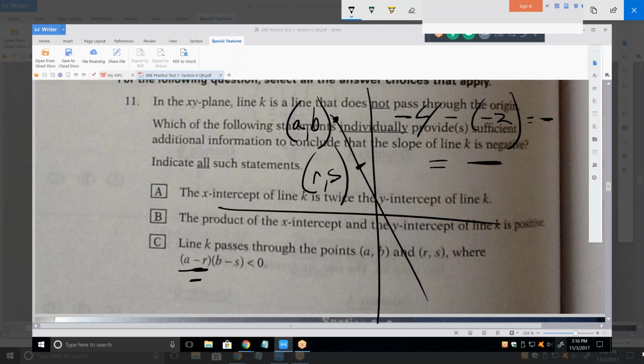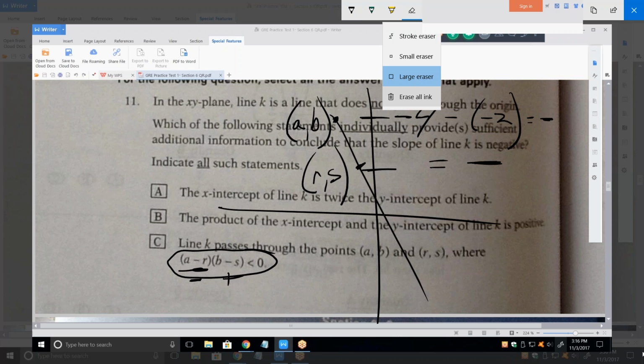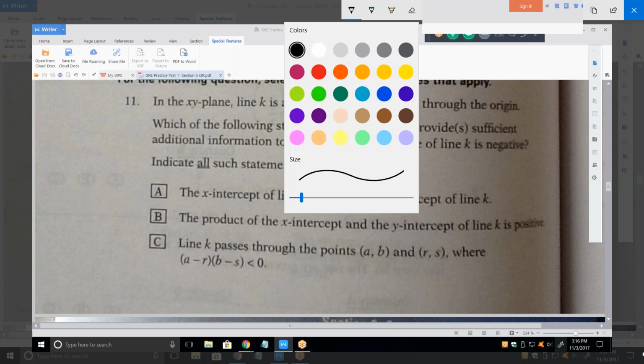How about B minus S? That's a positive number. Negative times a positive is negative. Correct. So with this particular line that I drew with a negative slope, indeed that is true. So now can I draw it with a positive slope where it's not true? That is the question.